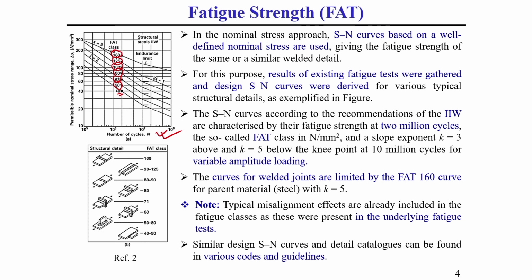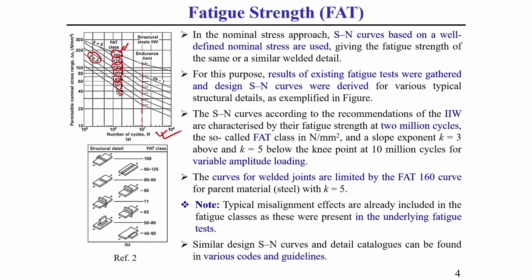So, here one thing you can observe, initially, as I have already shown, up to 10 to the power 7 cycles, the slope is generally k equal to 3 for FAT values of 40 to 125. But always keep in mind that for a FAT value of 160, the slope k starts from k equal to 5 itself. You should keep this in mind.